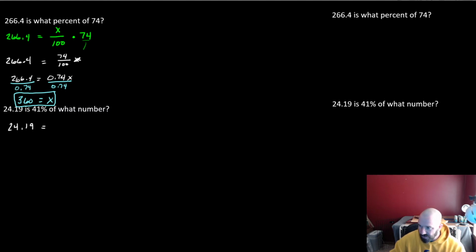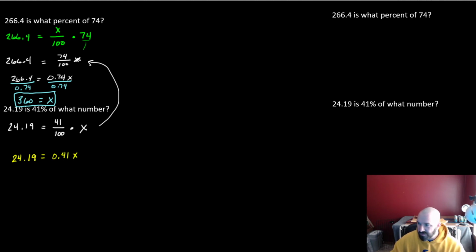24.19 is 41% of what? If you notice, we're kind of right back here. We're at that stage. And so what we can do is convert this into a decimal and then just cram it next to the x. So 24.19 is equal to 0.41 x.